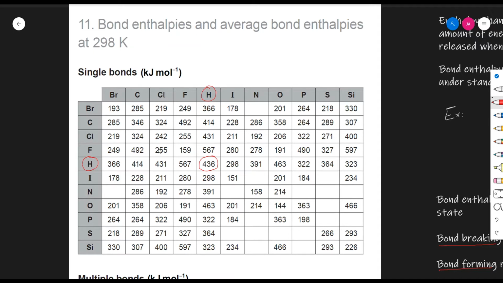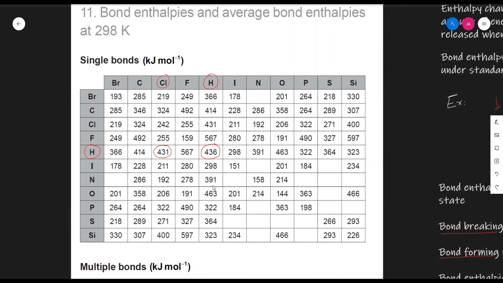We've also seen HCl in the example. There's hydrogen and there's chlorine here, and the value to break this bond in the gaseous state is 431. This is how you use this table, and they're all listed as positive values because these are the values for breaking bonds, not forming them.